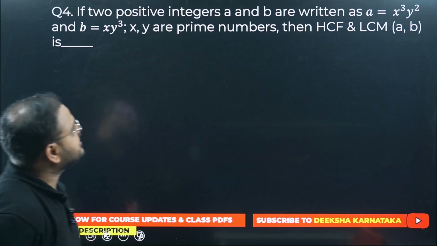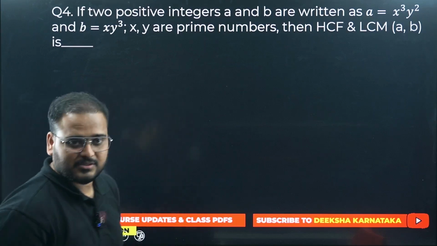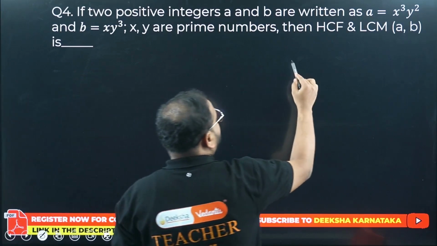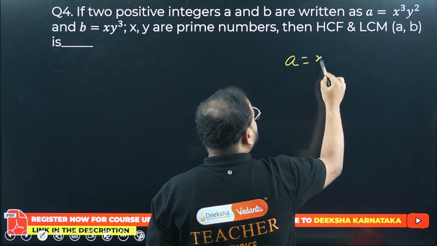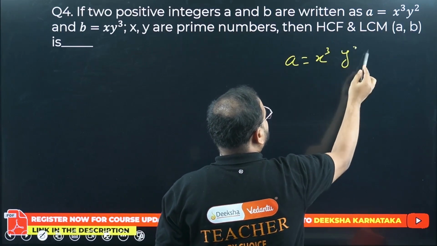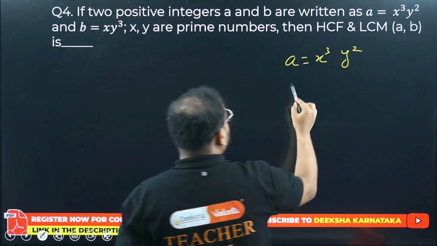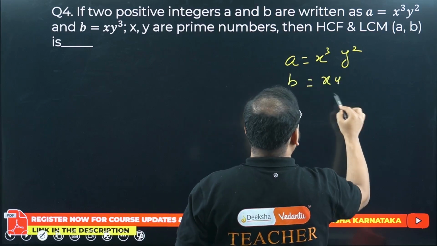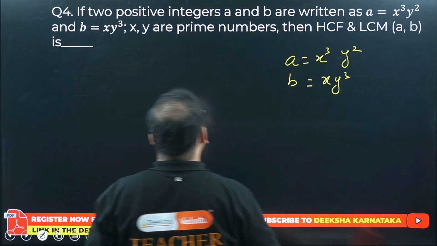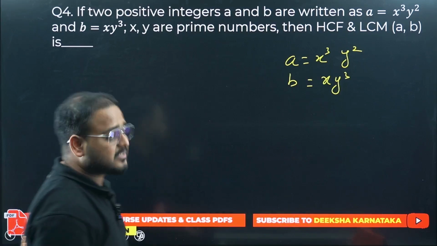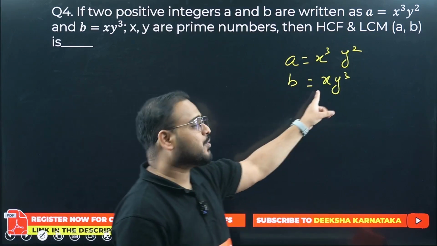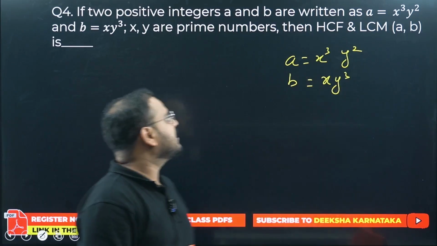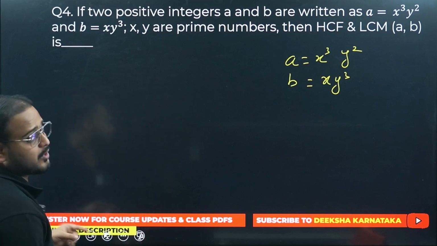If two positive integers a and b are written as, now variable is involved, please write here: a is written as x cube y square, and b is written as x y cube, where x and y are prime numbers. Why prime numbers? Because the numbers have to be in prime factors. Then what are the HCF and LCM of a and b?